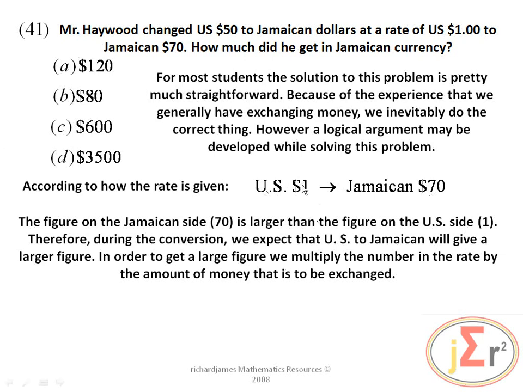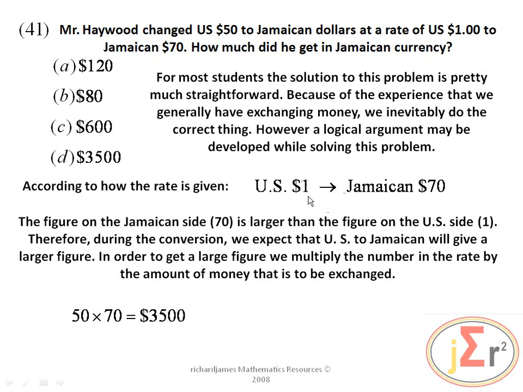So if we are going from this side to this side, we are going to be moving from a small value to a larger value. In figure, that is, the number on the Jamaican side will be larger. In order to get a larger figure, we multiply the number in the rate by the amount of money that is to be exchanged. Therefore, we are converting US $50 to Jamaican.